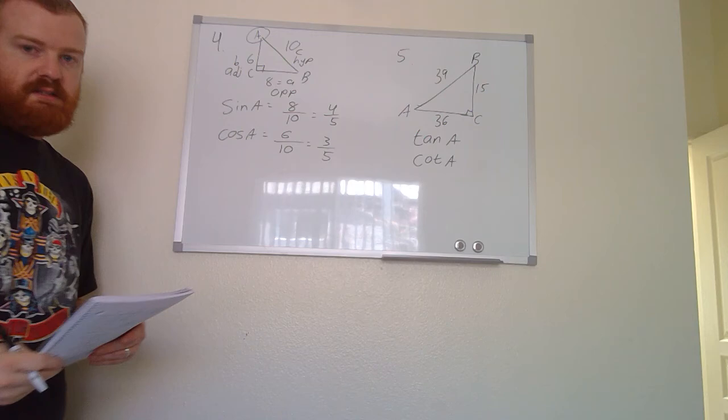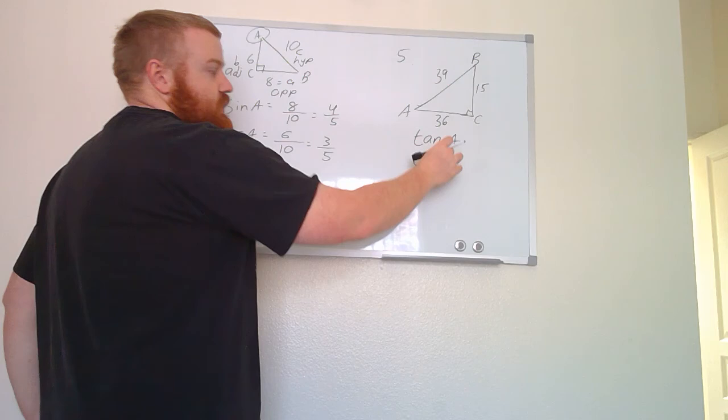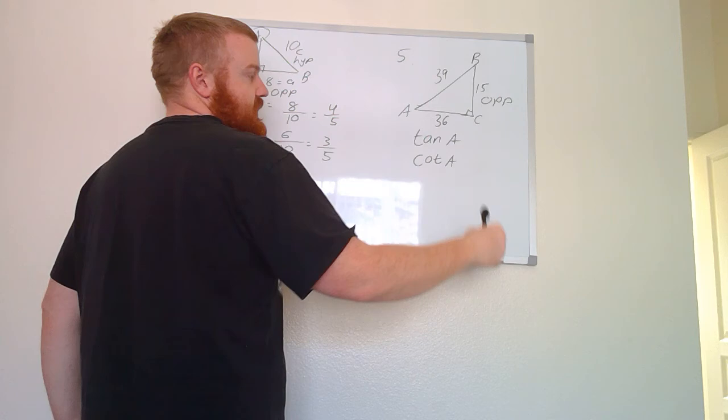5 is essentially the same setup. We're just using a different angle, and we're using different trig functions. So we're still looking at angle A, but now angle A is down here at the bottom. So the one that is directly across from it will be the opposite side, so that'll be the 15. The one across from the 90 degree angle, that's the hypotenuse. And then the one that's right next to it, that's the adjacent.